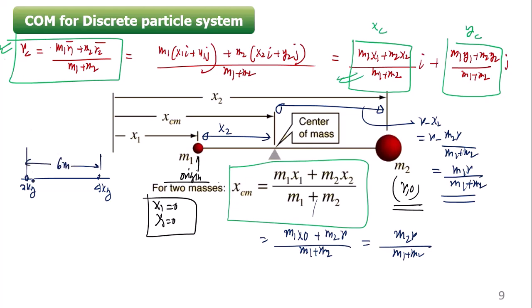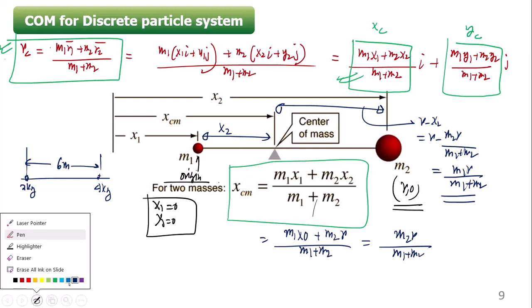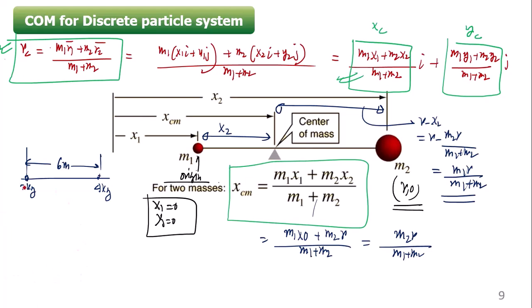So I want to calculate the location of the center of mass. The center of mass should always be shifted towards the higher mass, so it should be towards the 4 kg. So this is the center of mass. Now I want to calculate the distance of the center of mass measured from the 2 kg.